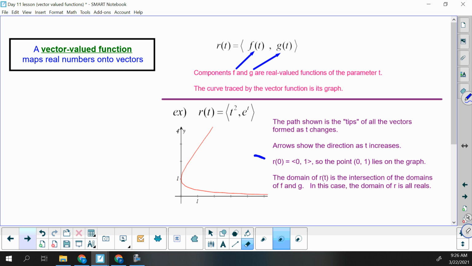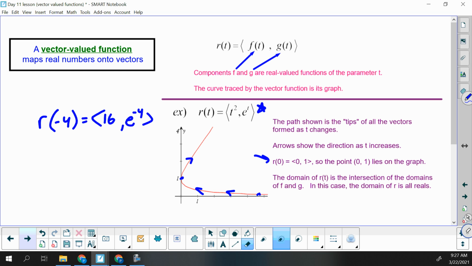So they're telling us here, r of 0 for us is (0, 1). So that's where this point is coming from. To figure out what our arrows will do, we'll pick some other points. So let's pick something that's negative, maybe like r of negative 4. Negative 4 squared is 16, and then we'll have e to the negative 4. So we're just getting that from putting it in here. So (16, e to the negative 4) is going to be something over here. So then our 0 comes after that, so that tells us our direction is actually going this way. And that allows us to put our arrows on.